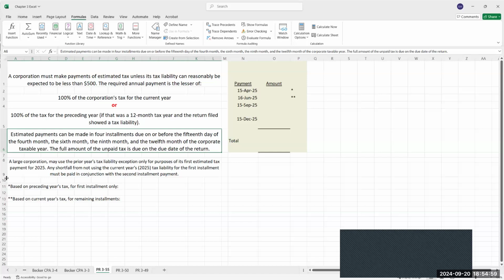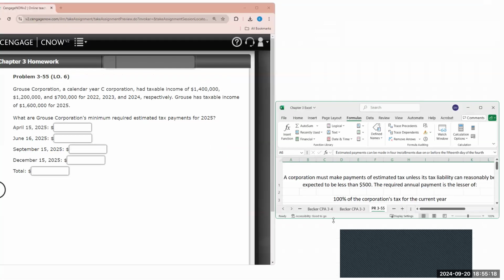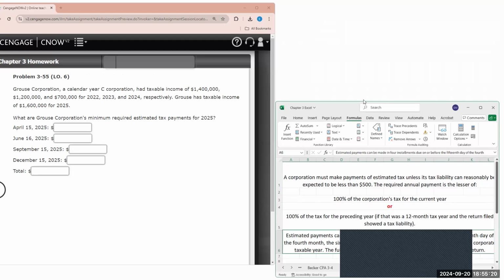A large corporation may use the prior year's tax liability exception only for purposes of its first estimated payment. So any shortfall from not using the current year's tax liability for the first installment must be paid in conjunction with the second installment. So you might be saying, what does that even mean? So we'll look at the problem.